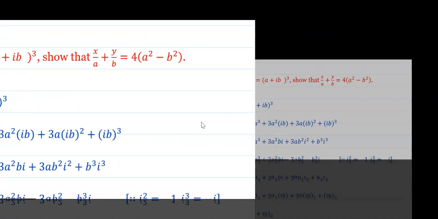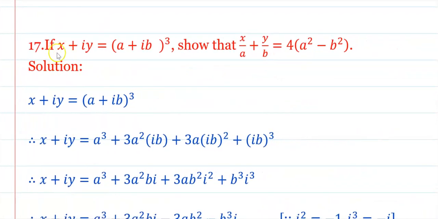Okay, now the next problem. If x plus iy is equal to (a plus ib) whole cube, then show that x upon a plus y upon b is equal to 4(a square minus b square). Next, x plus iy is equal to (a plus ib) whole cube.